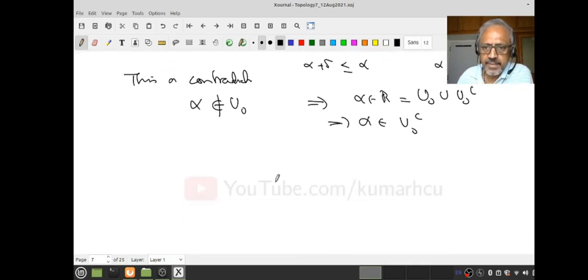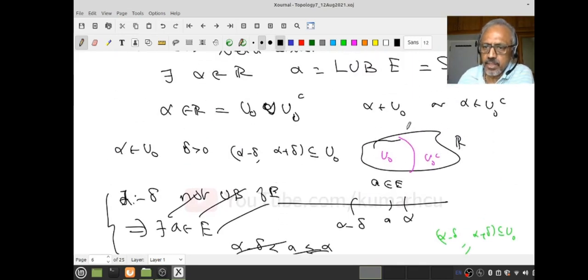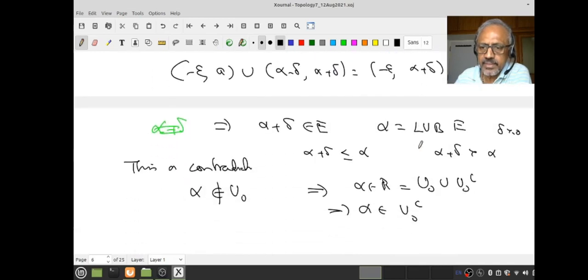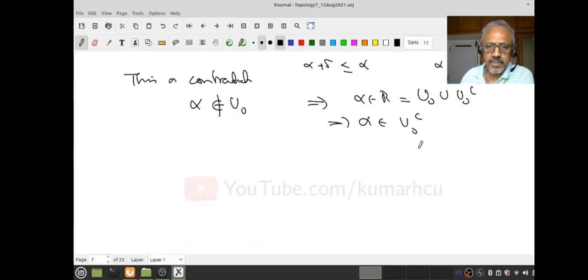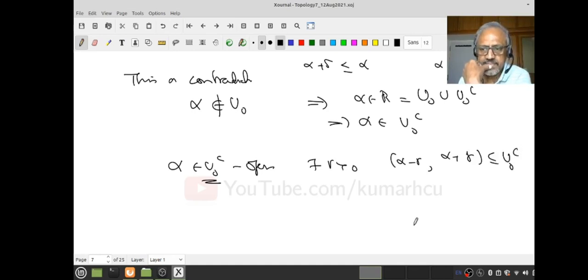Go back to the picture. So now alpha is somewhere here in U0 complement. Let us see why it's a problem. Now alpha is in U0 complement. What do I know about U0 complement? This is open. Therefore there is an r positive so that alpha minus r to alpha plus r is contained in U0 complement. Do you follow that?